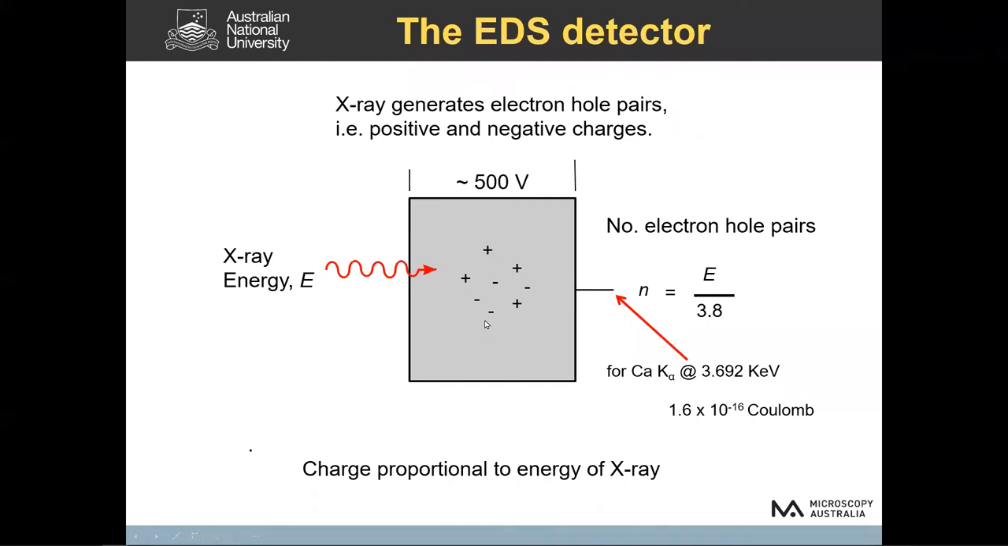Well, what I didn't explain is that the crystal has a potential difference across it, and that potential helps separate the charges so that negative charge appears on one side and positive charge goes to the other side. So there's a very small charge, which is proportional to the energy of the X-ray that's coming in. So if we can measure that charge, we have a way of measuring the X-ray energy.